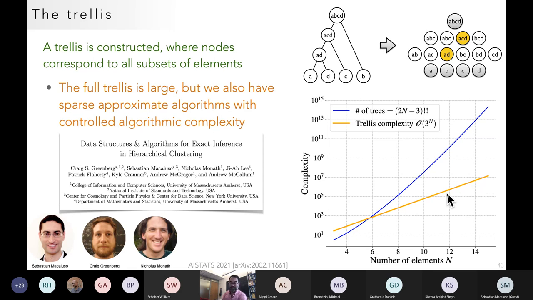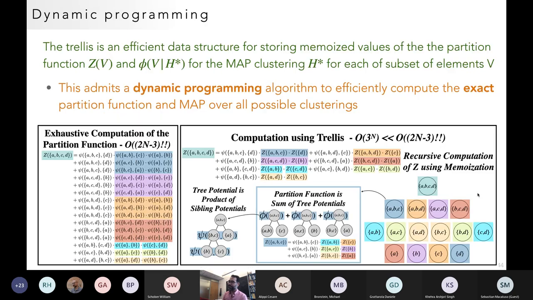But we have developed a sparse approximate version that has controlled runtime and algorithmic complexity, so we don't have to scale like this. This trellis algorithm is kind of cool. It's a totally non-deep learning approach, and it involves these dynamic programming algorithms. I'm not going to go through this, but this is the dynamic programming algorithm and how the trellis works.